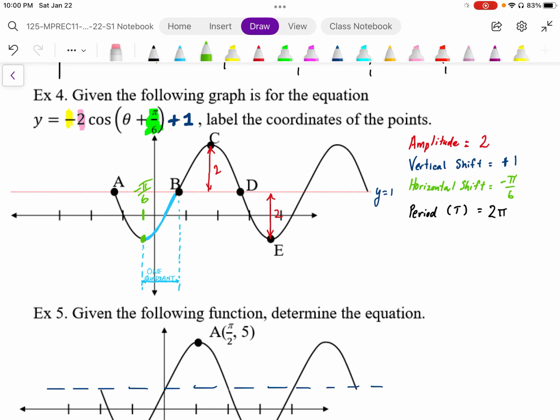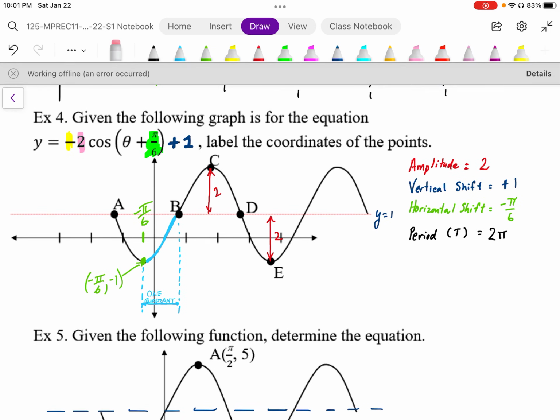So then I can locate that coordinate here. It's going to be negative pi over 6, and the middle is 1. It's going to go down 2, so it's going to be at negative 1. So I can go back one more quadrant to get the a value. We know the y coordinate of the a value is going to be at 1, because that's our middle line.